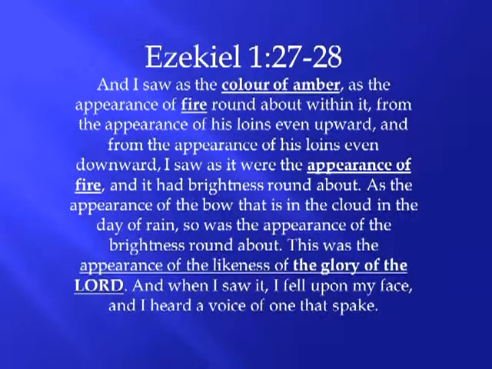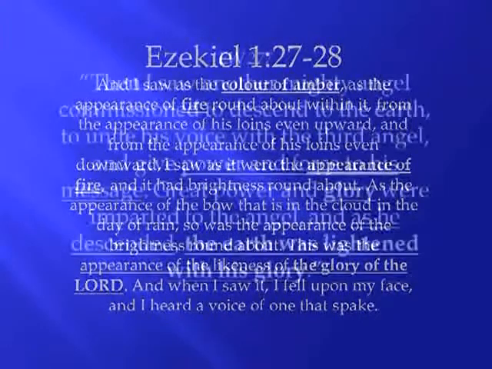"And I saw as the color of amber, as the appearance of fire, round about within it, from the appearance of his loins even upward, and from the appearance of his loins even downward, I saw as it were the appearance of fire, and it had brightness round about, as the appearance of the bow that is in the cloud in the day of rain, so the appearance of the brightness round about. This was the appearance of the likeness of the glory of the Lord." So, now the Bible doesn't use the word orange, but it talks about amber as the color of fire. So that's orange. And it links the orange with the glory of the Lord.